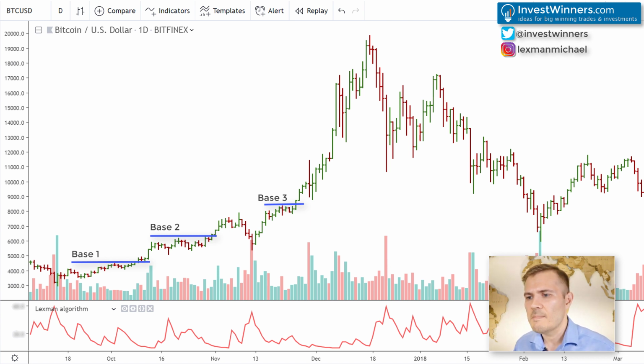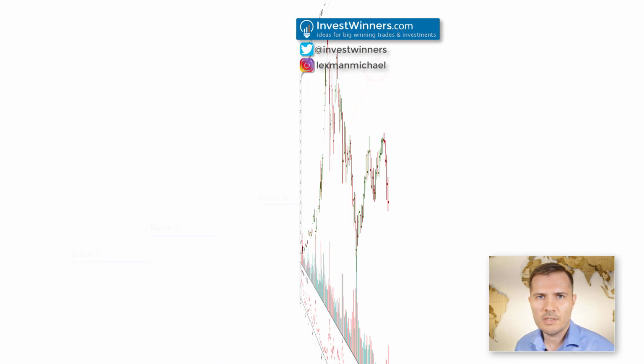In conjunction with the parabolic curve chart pattern, my Lexman algorithm, and understanding of the big capital logic, it was clear that Bitcoin was doomed. The price closed in this area below the trend line, making it possible to enter short positions.